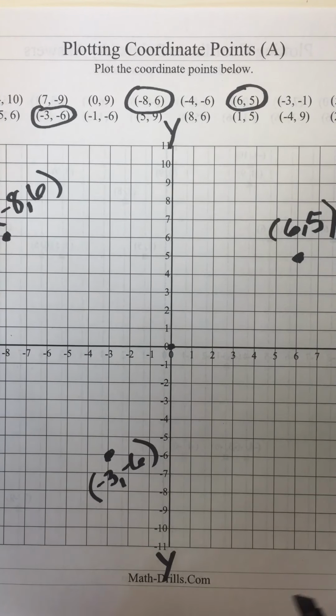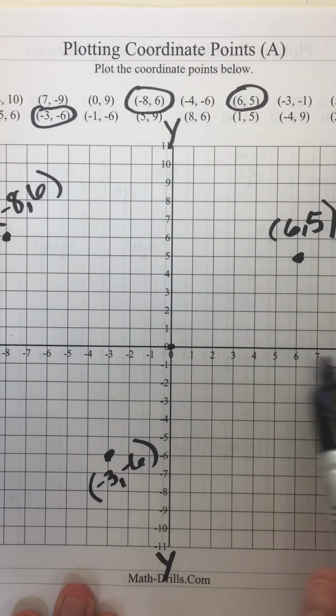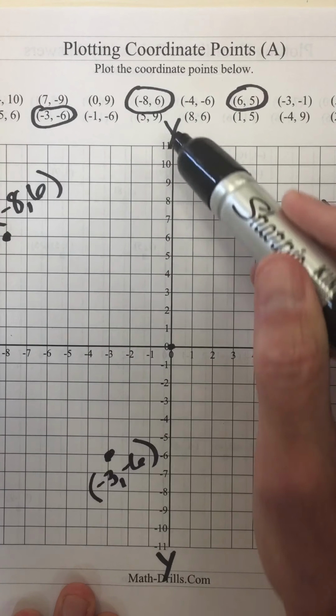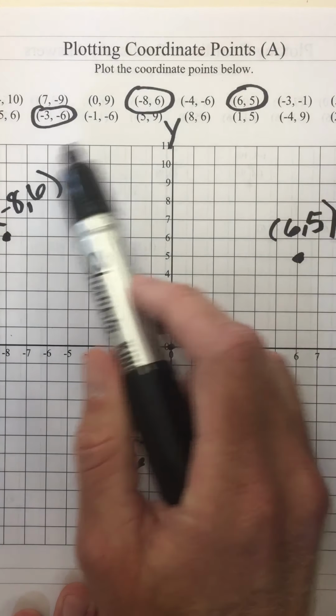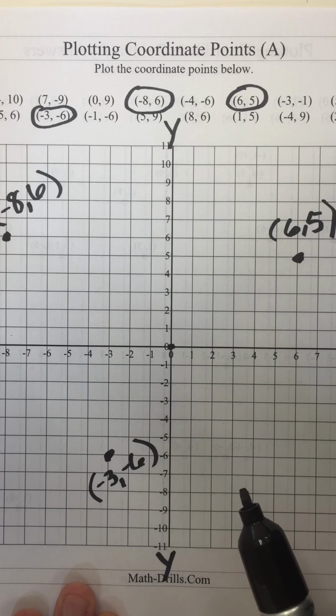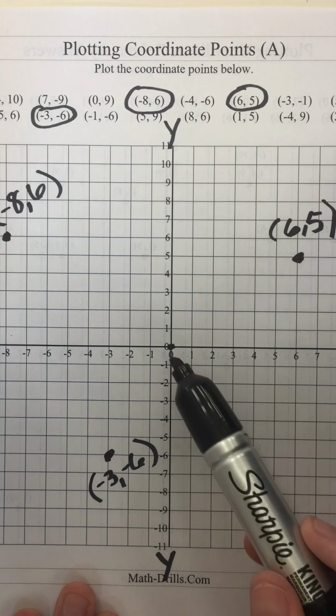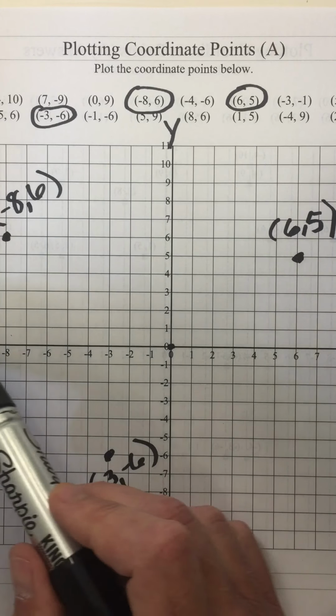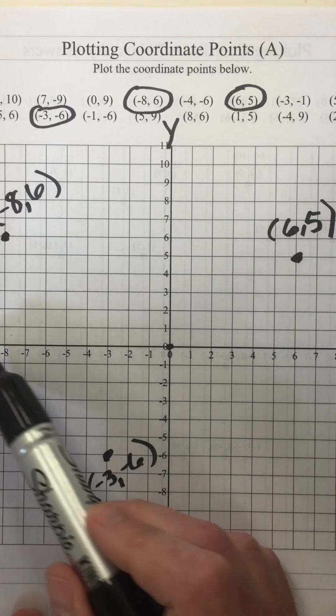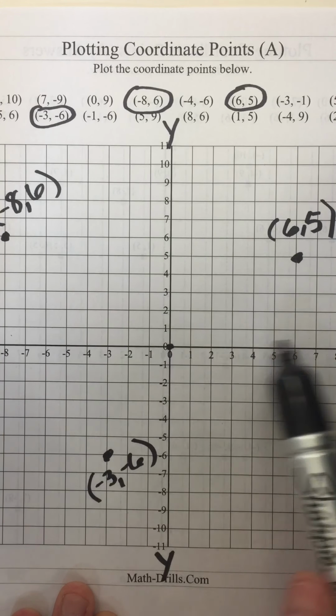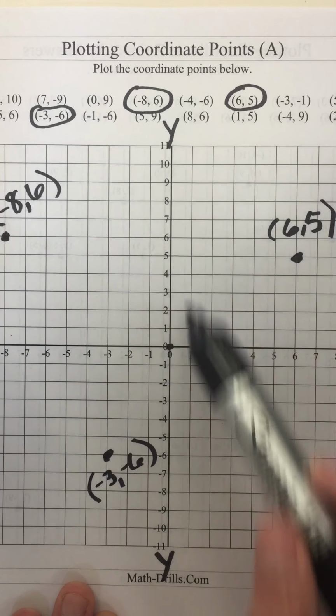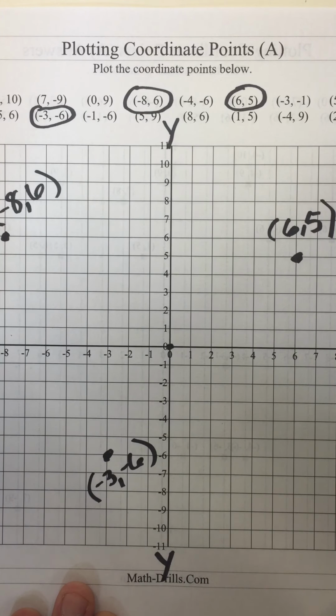So, very quick review. The x-axis runs left to right. The y-axis runs up and down. When you're looking at a pair of numbers, or an ordered pair, the very first number tells us, do I go left or right. The second number tells us up or down. That will help you with IXL exercise X1.